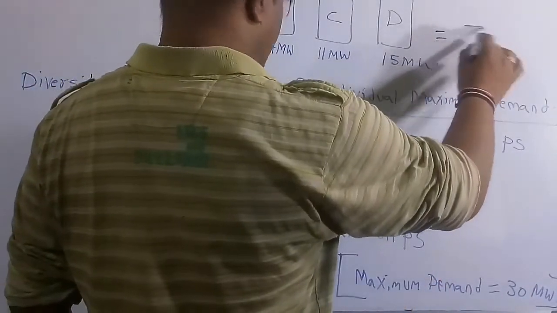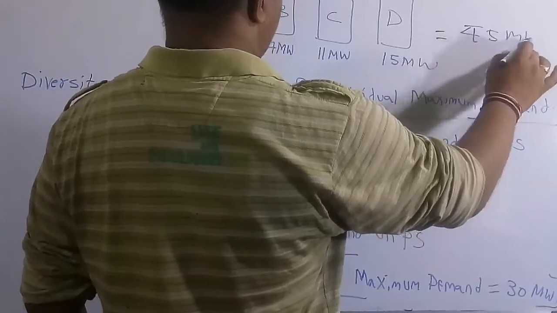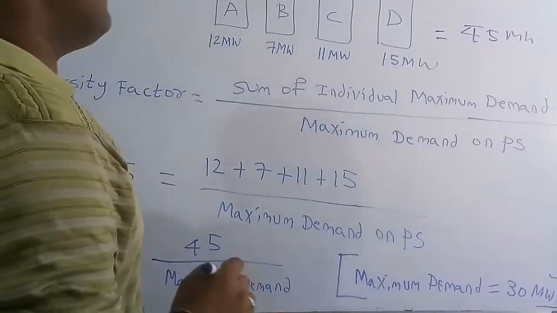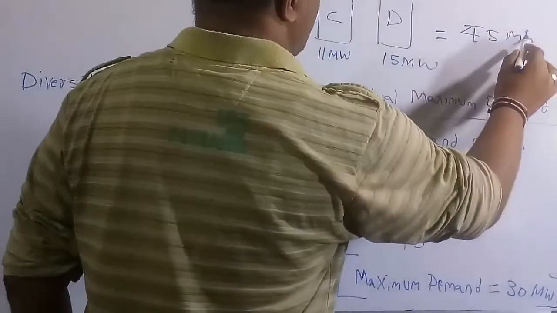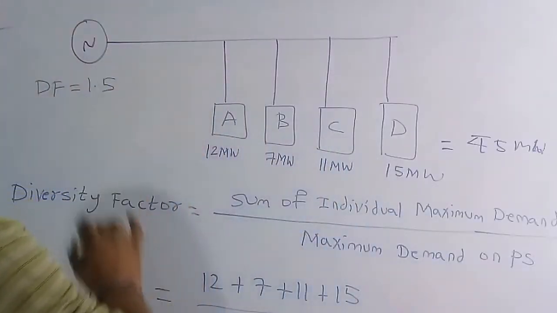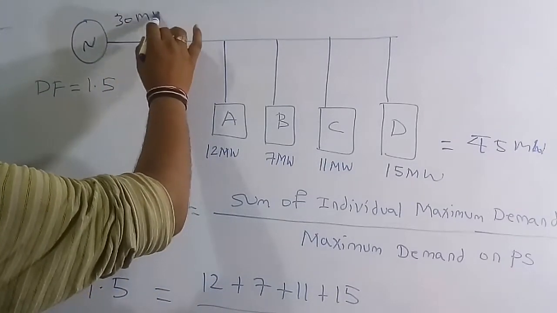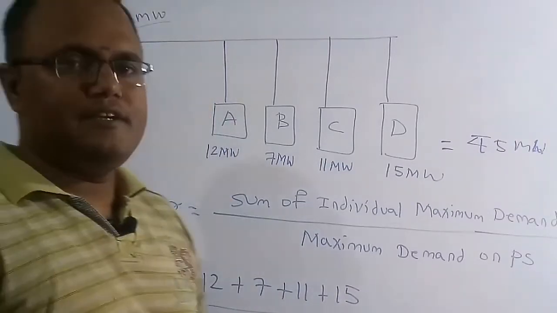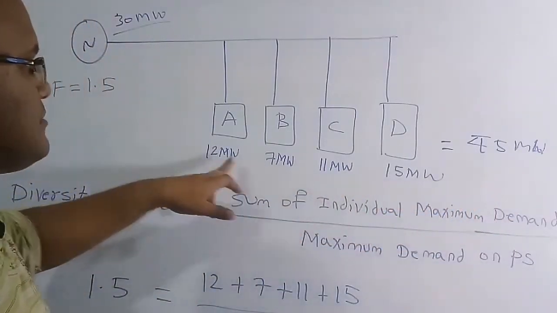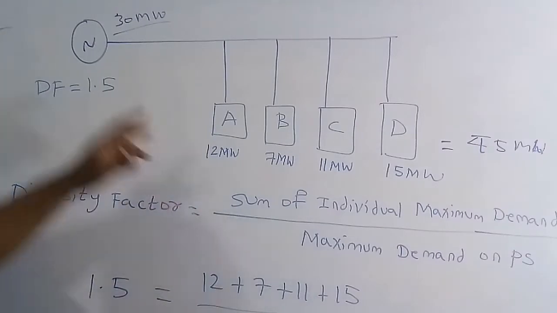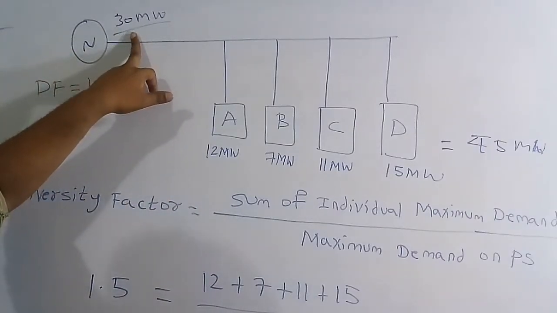So if you add the peak value of the loads of each and every house, you are going to get 45 megawatt. But the maximum demand on the power station is only 30 megawatt. Then where is the 15 megawatt? If you add all the maximum demands of the loads, it is 45 megawatt, but from this equation the maximum demand on the power station is only 30 megawatt.